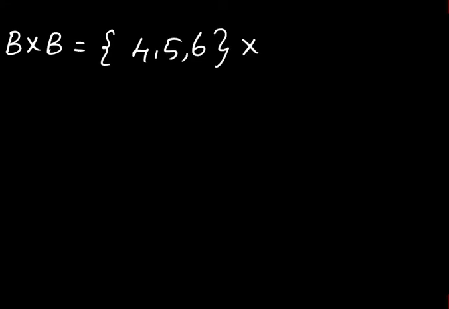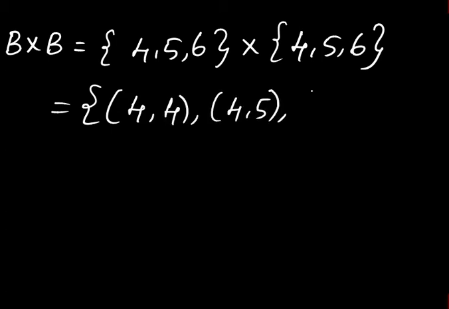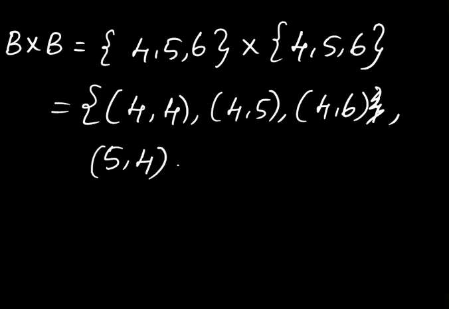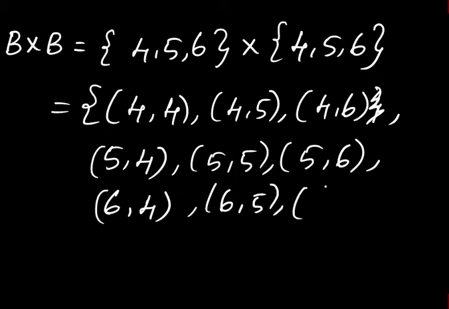So after finding the value of A cross A, find the value of B cross B. {4, 5, 6} cross, then again write the B value. So take the first element, that is 4. So (4, 4), (4, 5), (4, 6). So next will be 5: (5, 4), (5, 5) and (5, 6). Next is 6: (6, 4), (6, 5), (6, 6).